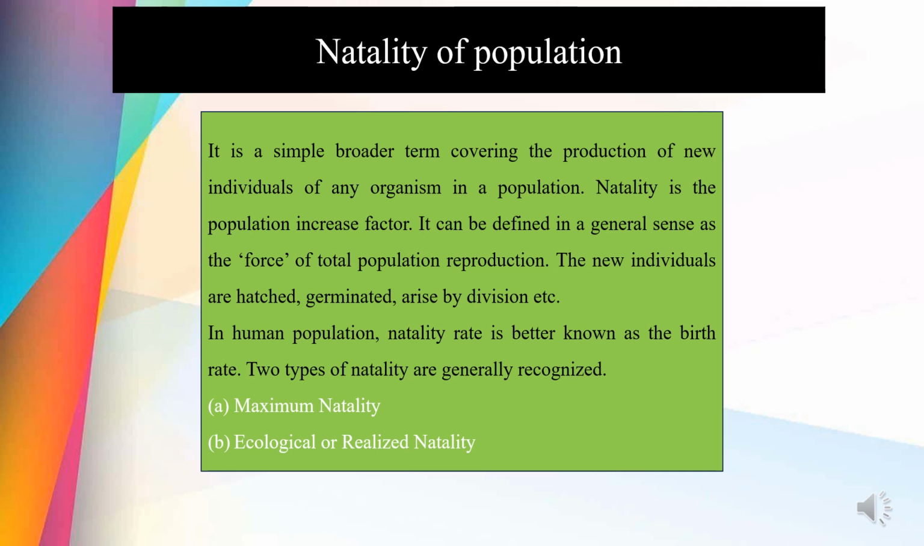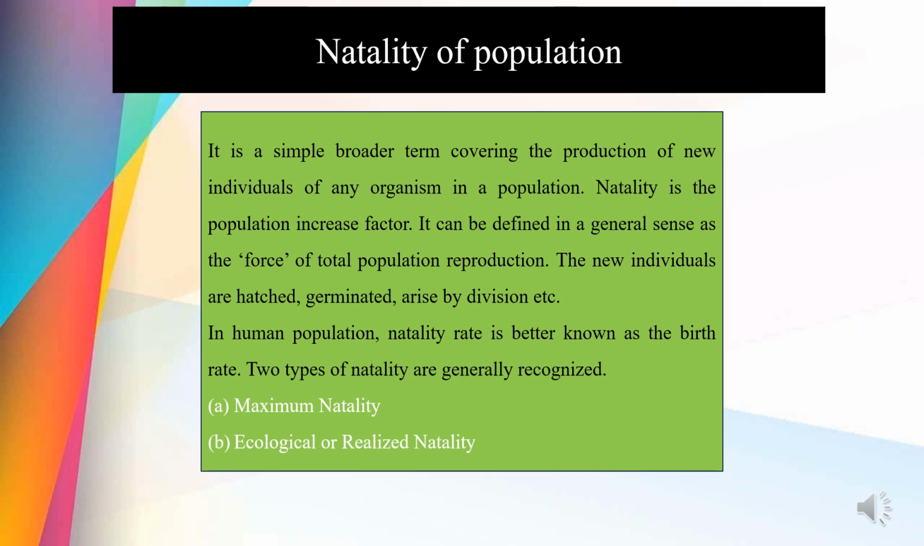So two types of natality are generally recognized. One is maximum natality, which is the theoretical maximum production of new individuals under ideal conditions. That is, when no factors are exerting a limiting effect, it is a constant for a given population. And the other one is ecological or realized natality, which is the observed population birth rate. It refers to population increase under an actual existing specific condition. This is the amount of reproduction that actually occurs over a defined time interval.